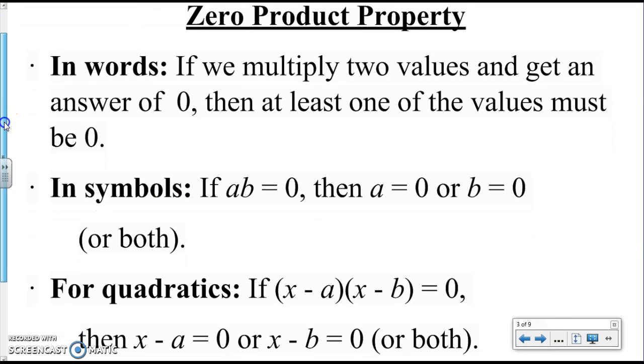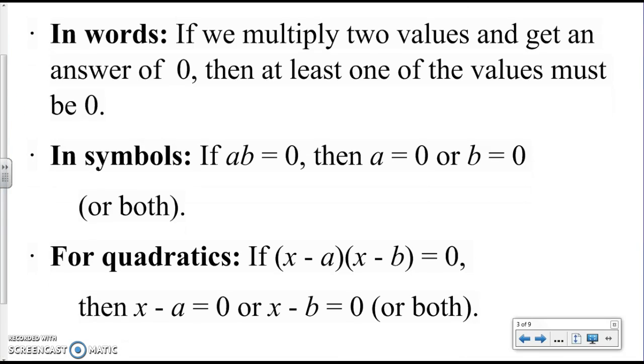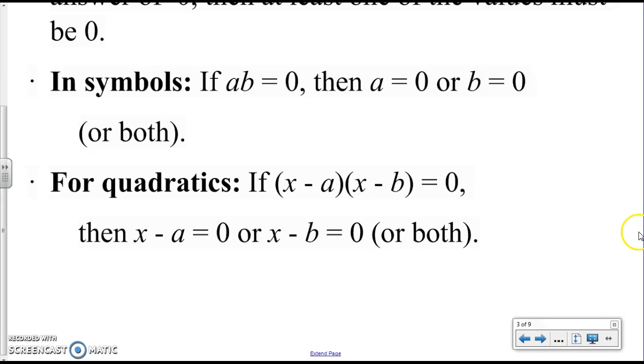So, when we solve by factoring, we're going to use something called the zero product property. What that means is if we multiply 2 values and get an answer 0, then at least one of those things has to be 0. So if I have a times b equals 0, then either a equals 0 or b equals 0, or both. So for quadratics, what we're going to do is if we have 2 factors like x minus something times x minus something equals 0, then we need to set each part equal to 0 and solve to see which one works or both of them.